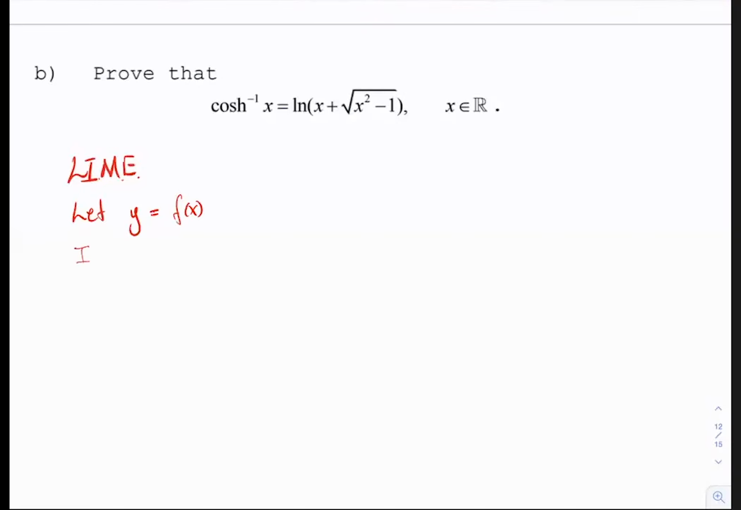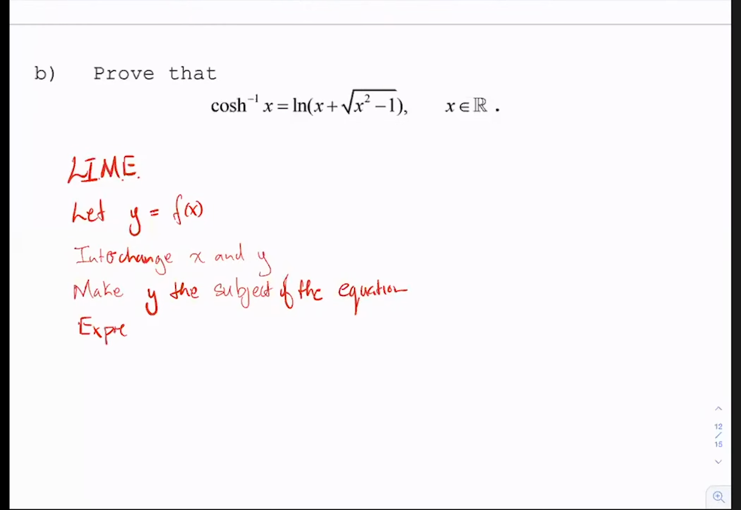All right, then we interchange x and y. Then we make y the subject of the equation, or formula. Then we express y as f inverse of x.